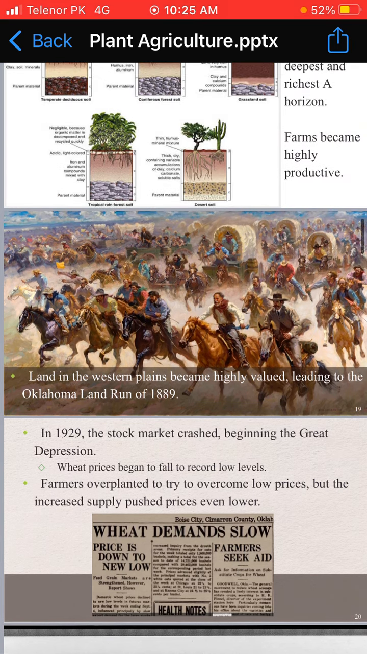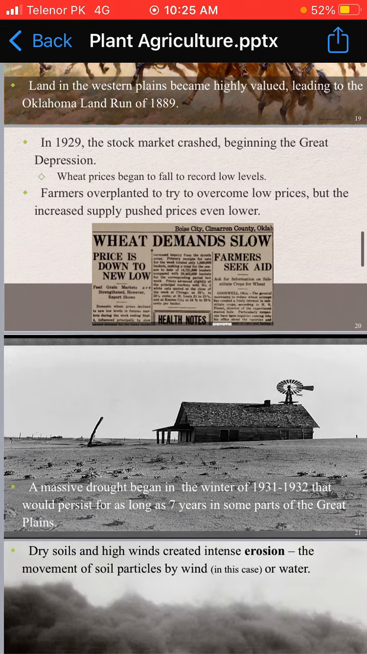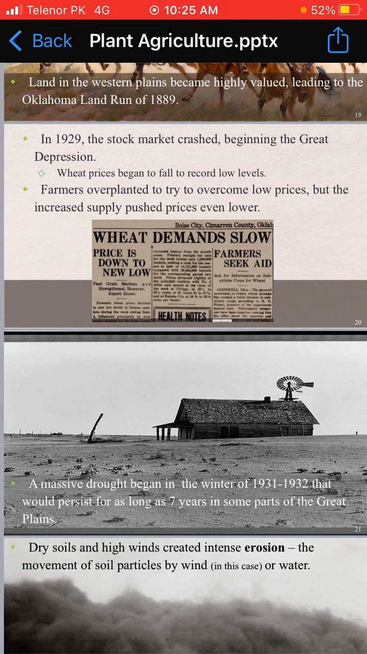In 1929, the stock market crashed, the beginning of the Great Depression. Wheat prices began to fall to rock-bottom lows. Farmers overplanted to try to overcome low prices, but the increased supply pushed prices even lower.